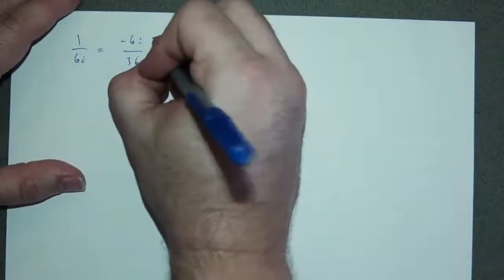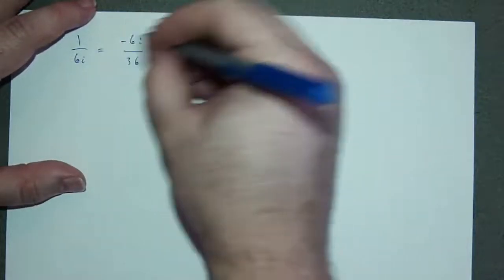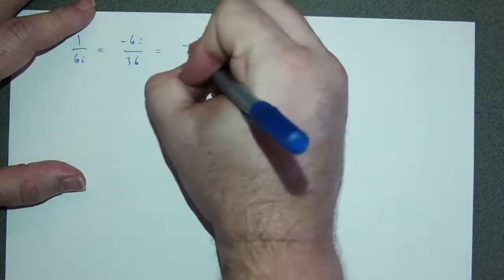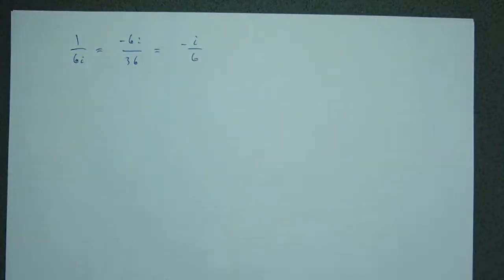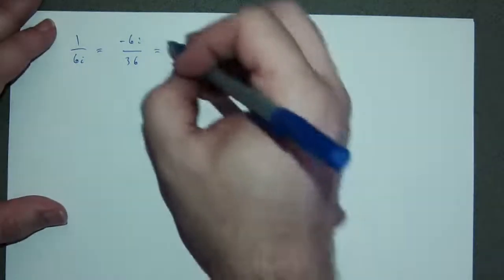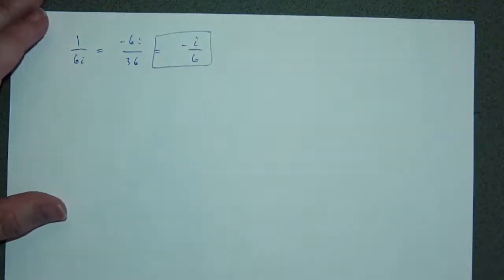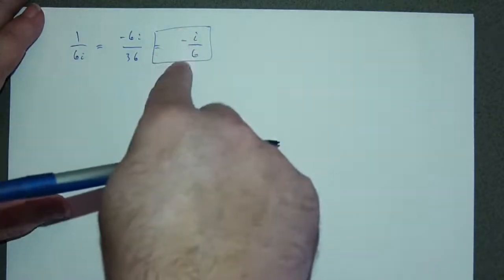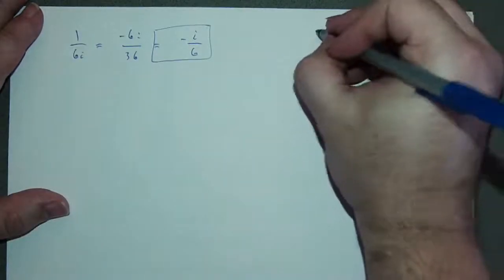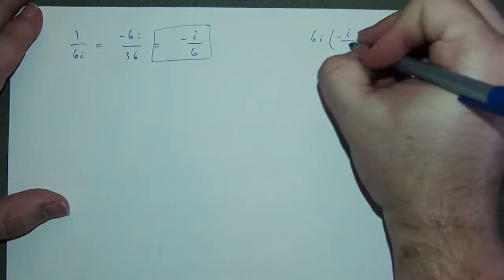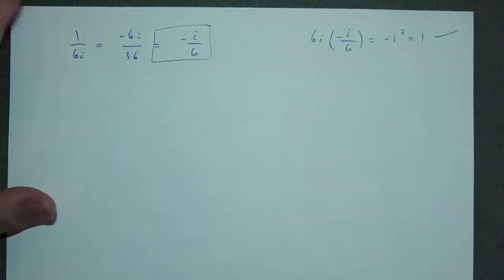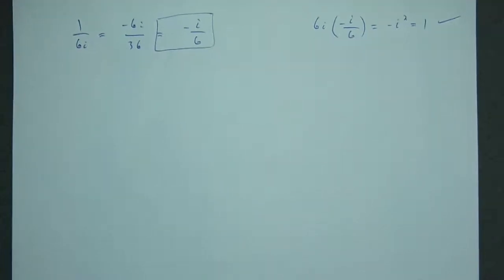So we are looking at minus i over 6. If you are confused about your computation, you can always check. If 1 over 6i is what I claim it is, then when I multiply it by 6i, I should get 1. So what is 6i times minus i over 6? The 6's cancel, and I get minus i squared. That's 1. So that's how this should work. Minus i over 6 is exactly what we get here.